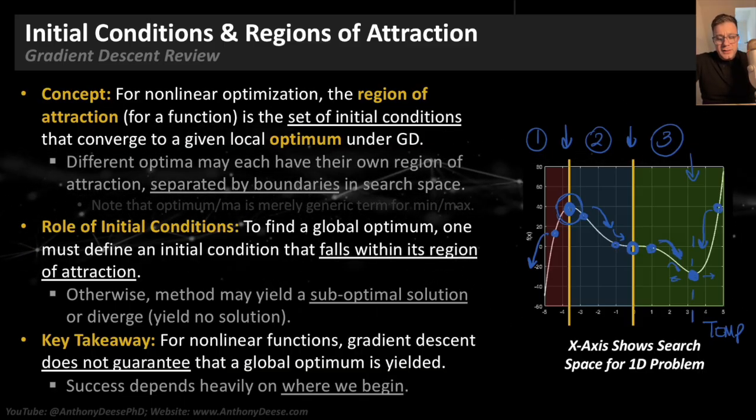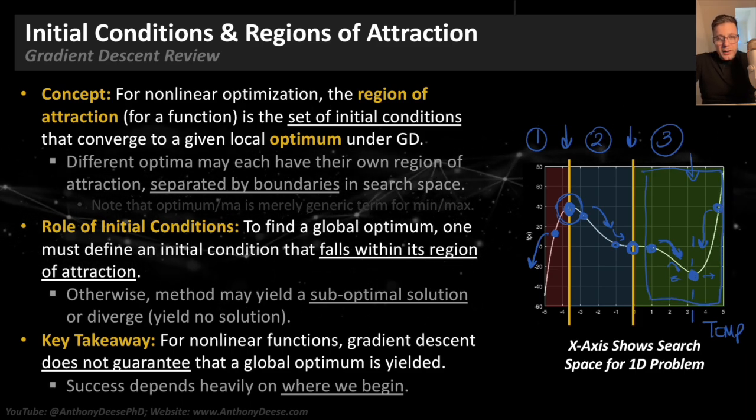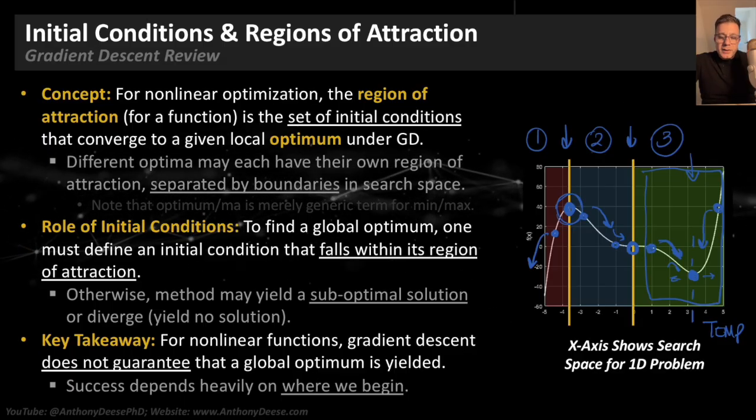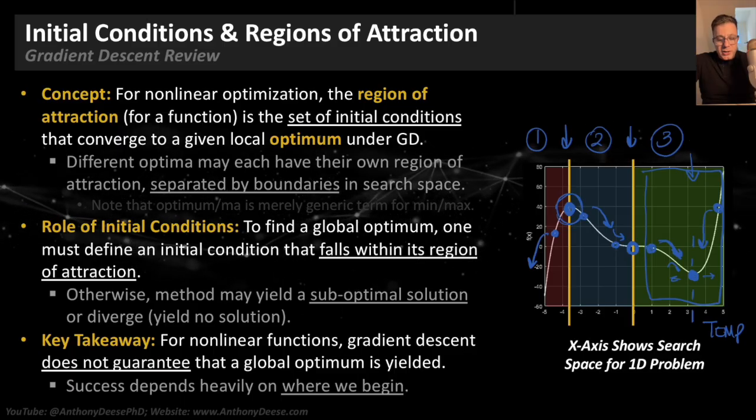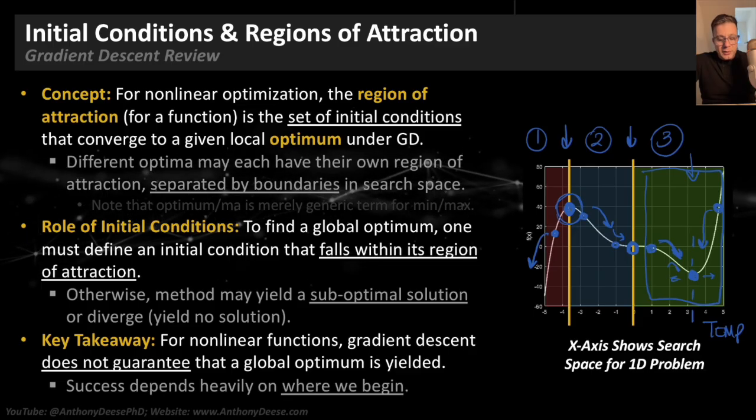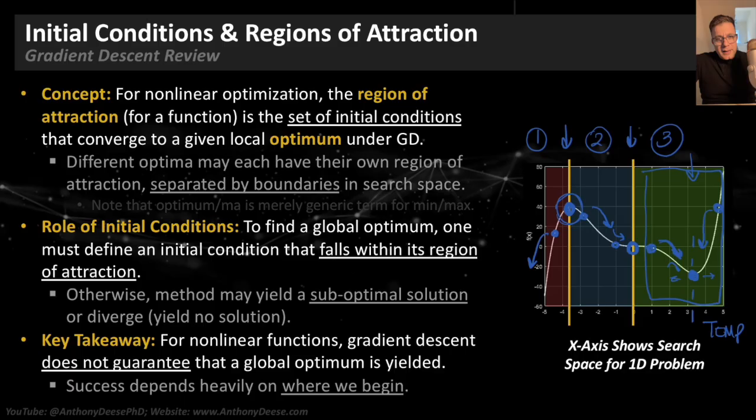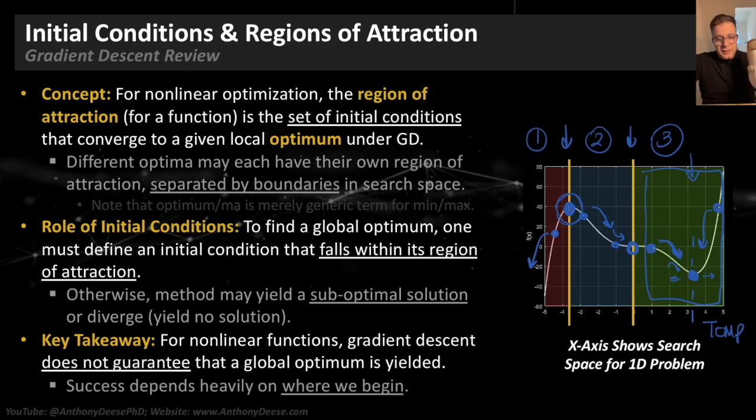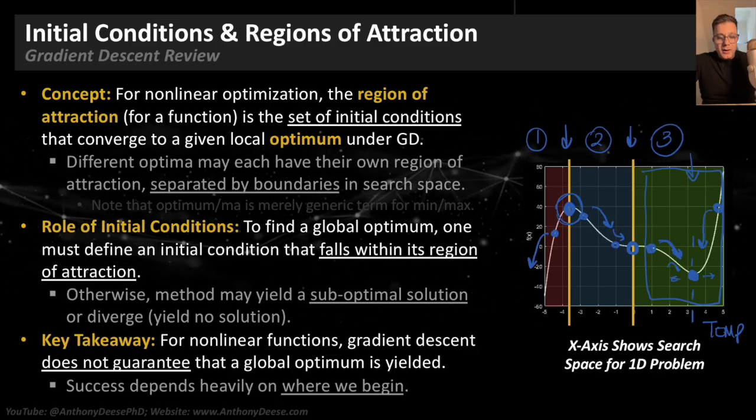So in a very practical sense, the region of attraction associated with the solution is the entire region within which an initial condition will be directed by gradient descent to that solution. So, to find a global optimum, one must define an initial condition that falls within its region of attraction. Otherwise, the method may yield a suboptimal solution or diverge altogether, yielding no solution. The key takeaway here is that for nonlinear functions, gradient descent does not guarantee that a global optimum is yielded. Success, if we classify success as finding the global optimum, is heavily dependent on where we begin our gradient descent, where we set our initial condition.